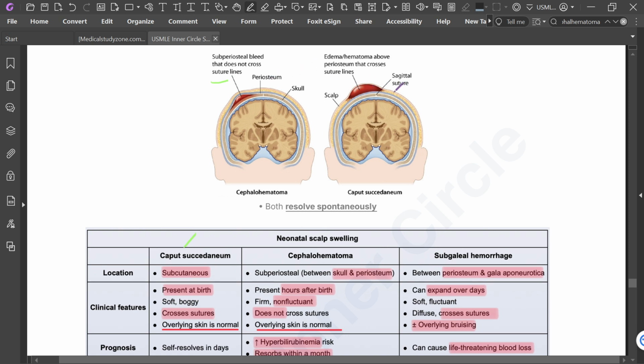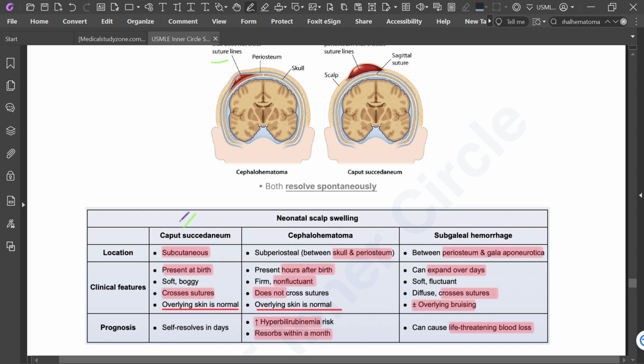There is a subperiosteal bleed in cephalhematoma. But caput succedaneum is a subcutaneous bleed above the periosteum. It is present at birth, soft and boggy, and it crosses the suture line. So caput succedaneum is subcutaneous and a suture line crosser.